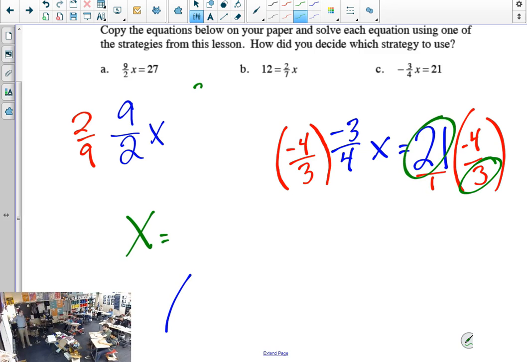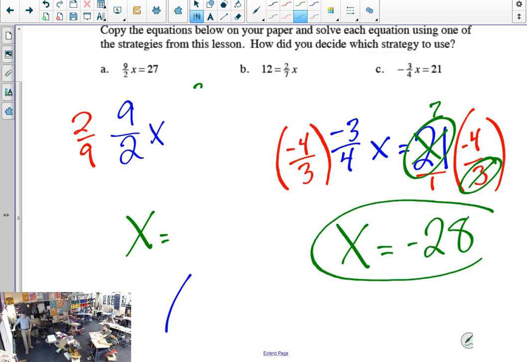21 and 3 can both reduce by 3. This becomes 7. Now 28. Oh, yes, negative 28. Check that your answer is negative. It's correct. All right.